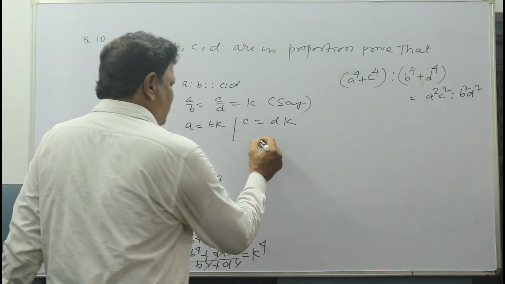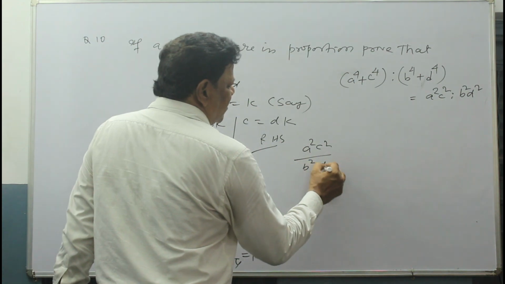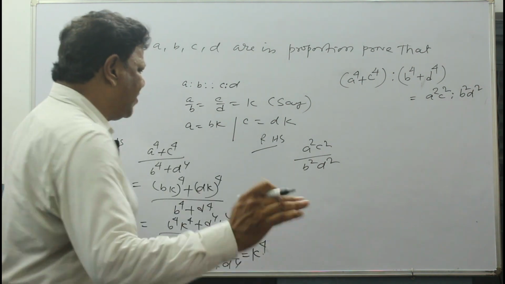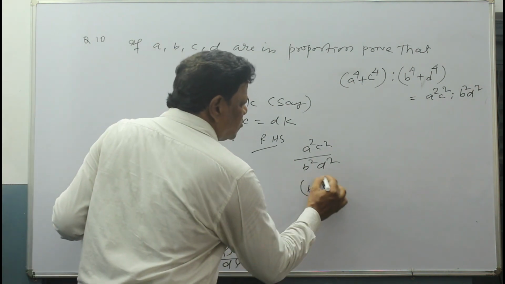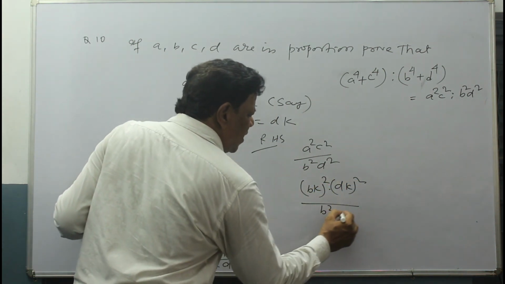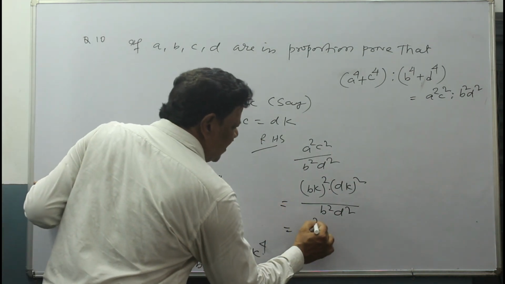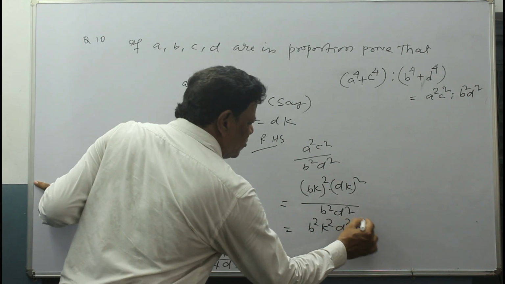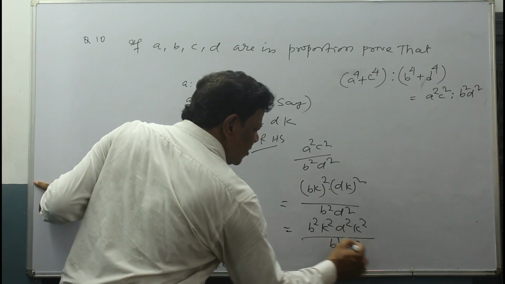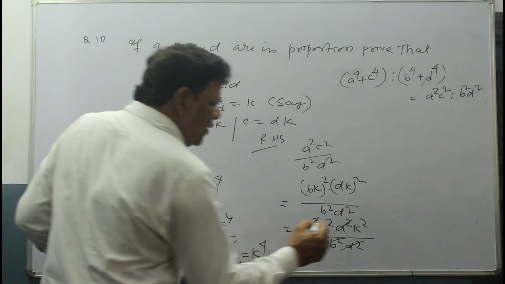What is given as RHS? RHS is so simple, it is given a² c² by b² and d², so small it is given. Just place the value of a and c. A is bk, so whole square is given, and c means dk, whole square, write down. And what is given? b² and d². Now see, I can say b² and k², and d² and k², here b² and d², b² and d². Now this is cancelled with this, this is cancelled with this. Now k² into k², what is coming? That is coming k⁴.